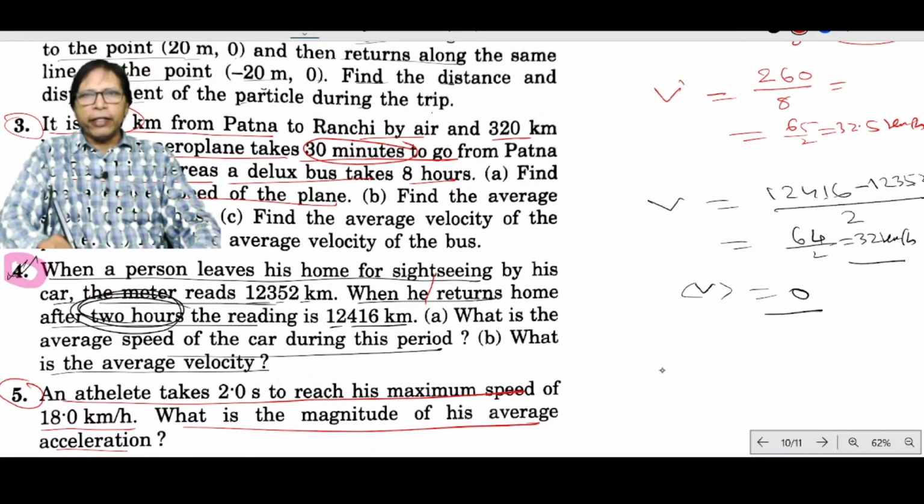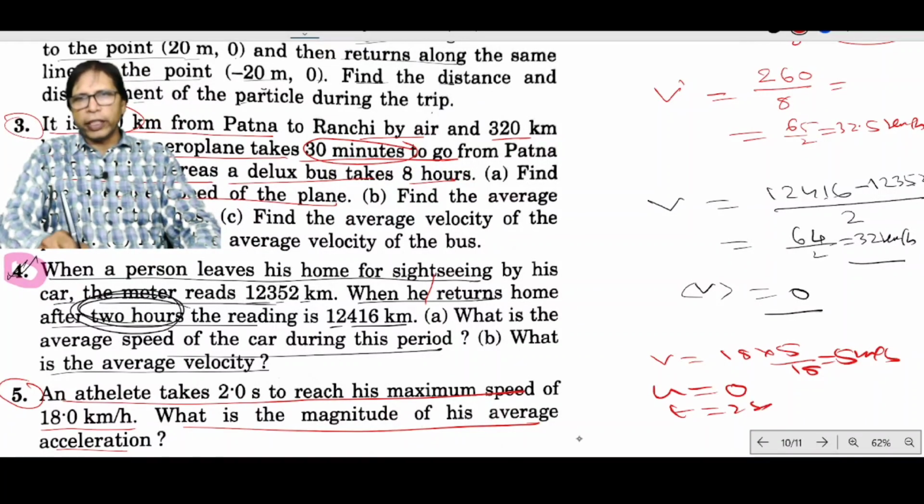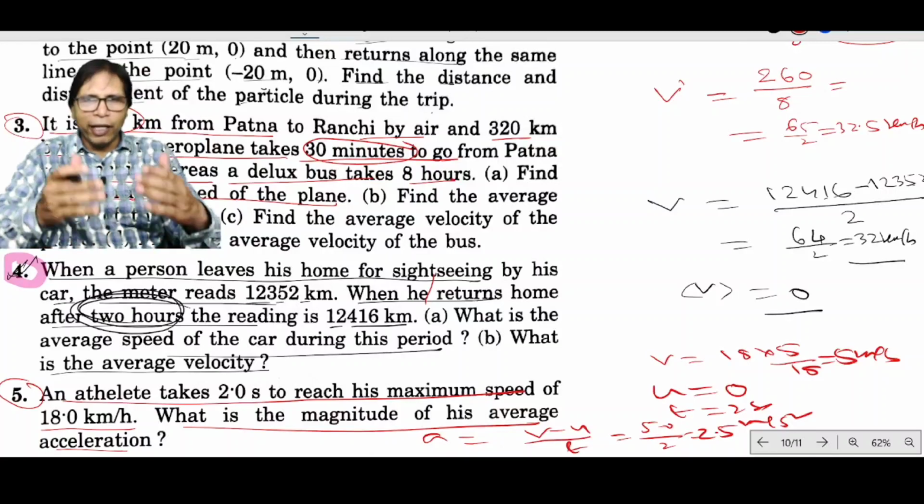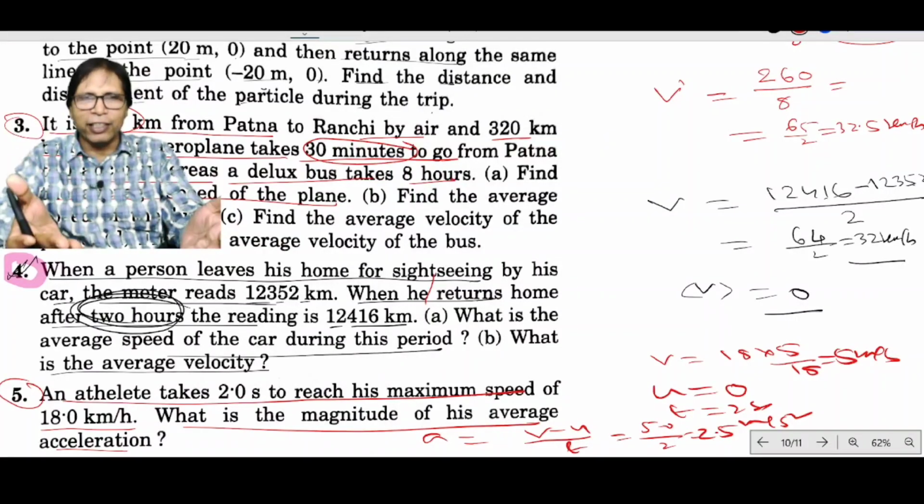Look at this here. Final velocity v equal to 18 into 5 by 18, that is 5 meter per second. Initial velocity u equal to 0. Time t equal to 2 seconds. Therefore, acceleration a equal to (v minus u) by t. So look at this, this is (5 minus 0) by 2. So this is 2.5 meter per second square, the acceleration of the athlete.